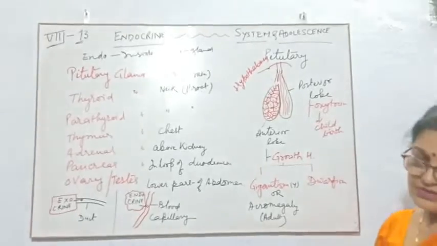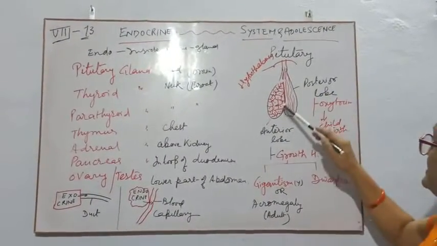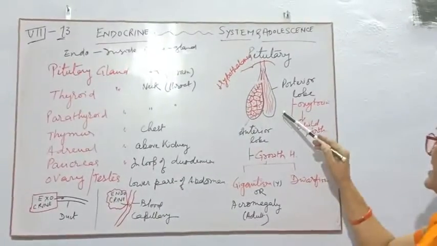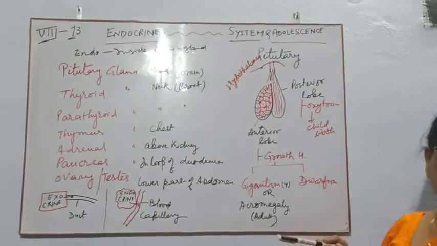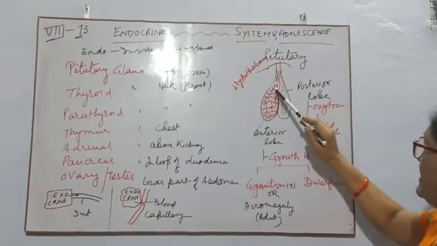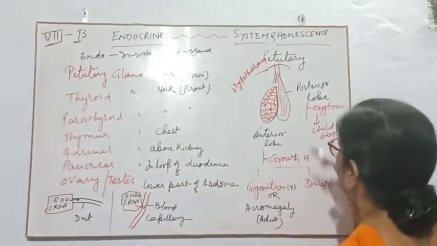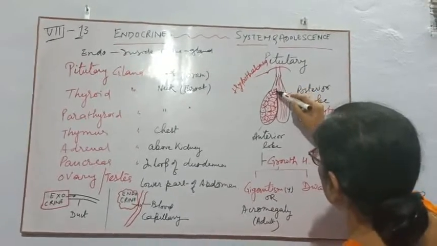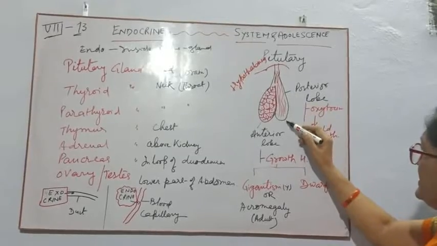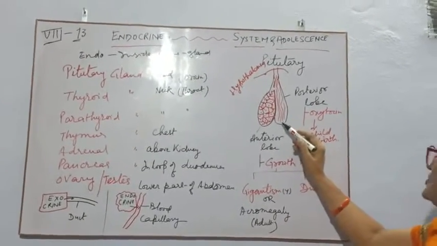From the hypothalamus, the pituitary gland remains hanging inside the brain, with a pea-sized structure. This pituitary gland is divided into two lobes. Children, you can see this is the first lobe, which is cellular in structure. This is the second lobe, which is fibrous in structure.